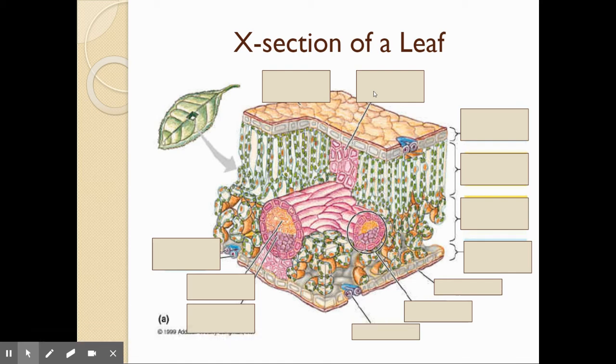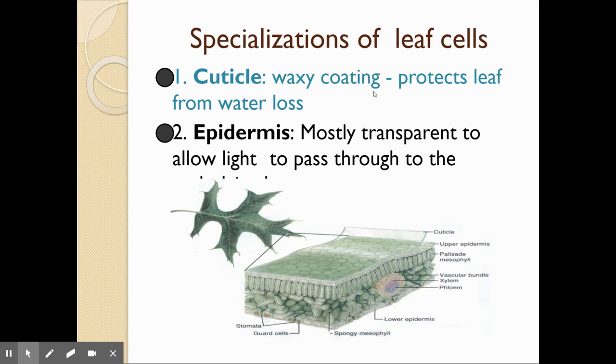So let's start at the top, the very top of the leaf. The top part of the leaf is the cuticle. It's the waxy coating that protects the leaf from water loss. So you can actually peel back the cuticle, and it's mostly see-through. It's got a waxy feel to it. It's just there to protect from water loss, because if we let water just go out all the time, then the plant would die from dehydration.